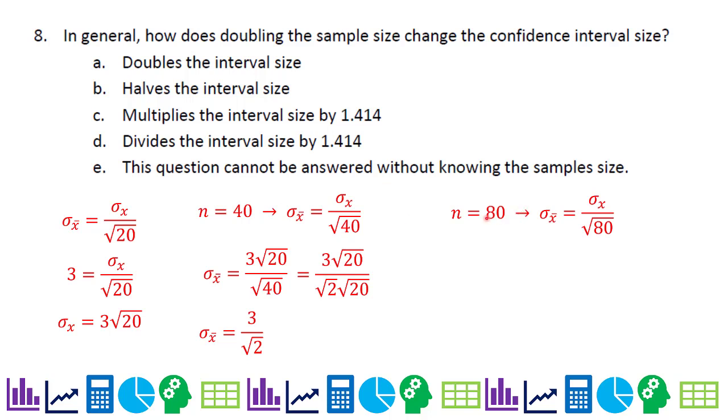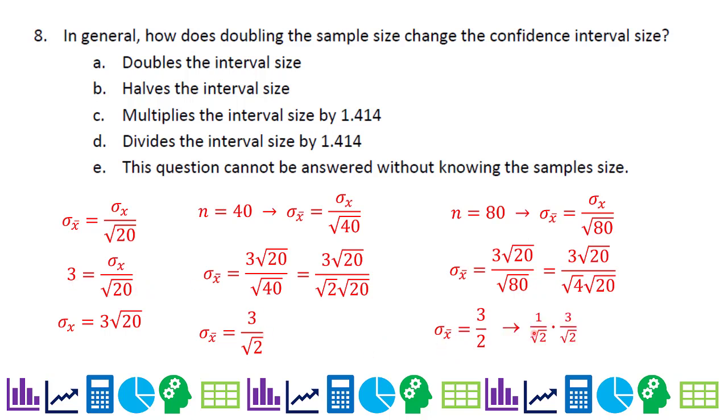We have a sample size of 80, all right? And then I go ahead and plug in and simplify, and I get 3 halves. So it went from 3 to 3 over square root of 2 to 3 over 2, all right? And so you can see every time it's like I'm dividing by square root of 2.